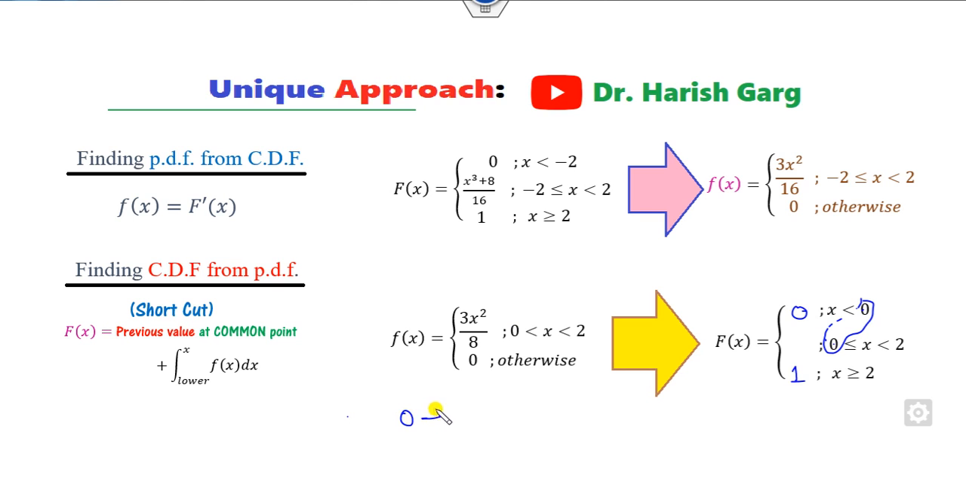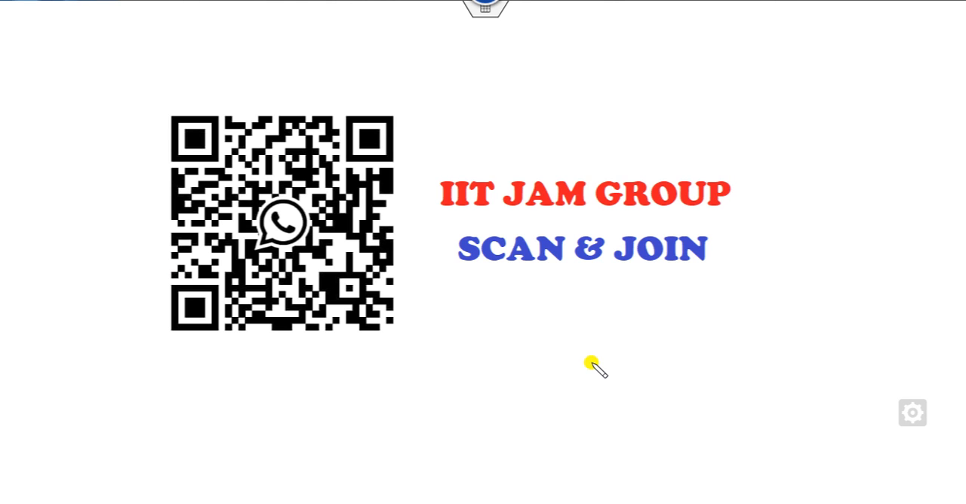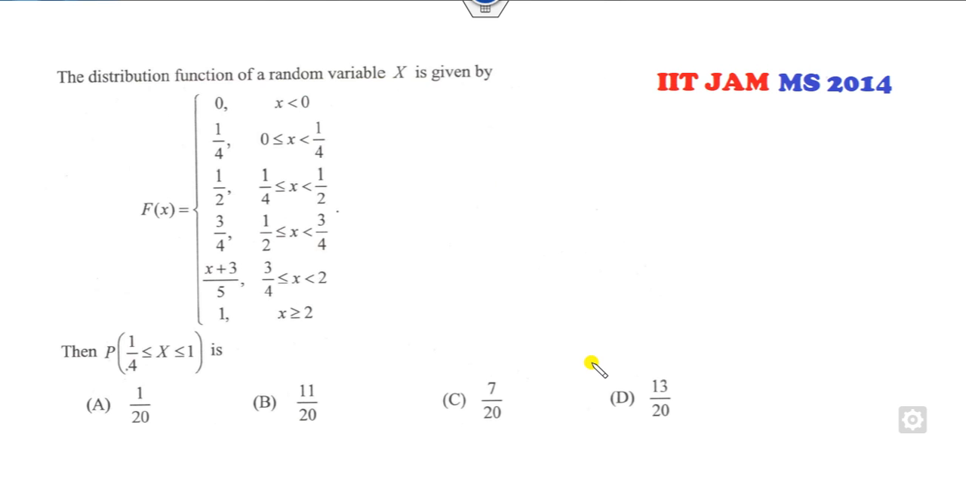So 0 plus the integral from the lower limit 0 to x of the function on 0 to 2. What is the function? It is 3x square over 8. Can you integrate it? It is 3 over 24 x cube, or you can say x cube over 8, which is the right answer. Now, based on these simple shortcut tricks, you can solve the question in a very simple manner.